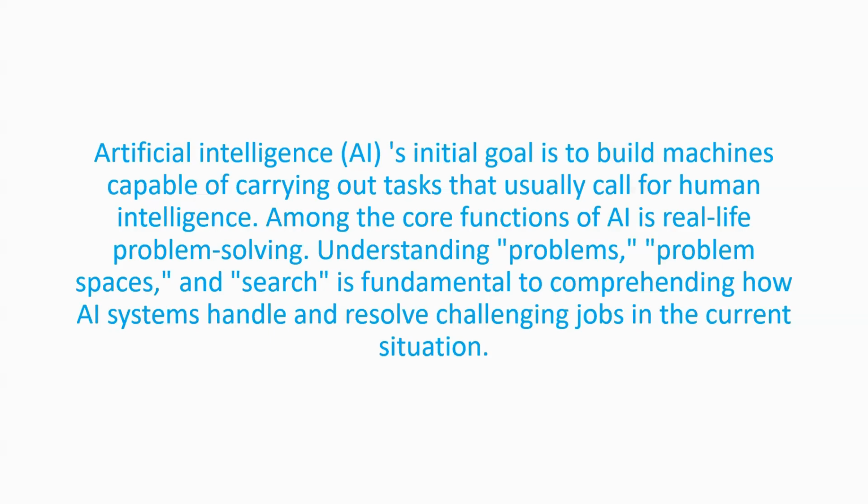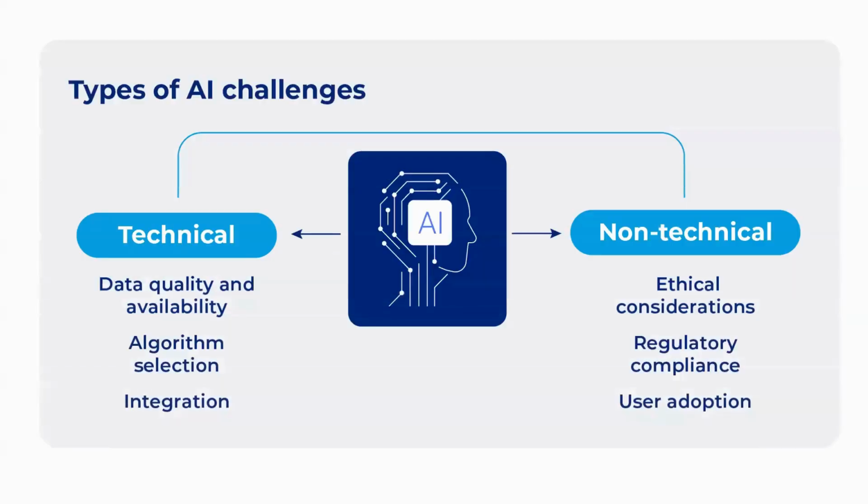So to define a problem for an AI, you typically need some specifics. Let's see what challenges it first faces. It starts with technical and non-technical challenges. For technical, you take data, data quality and availability, algorithm selection, and integrations. From non-IT, ethical considerations, regulatory compliance, and user adoption. So it takes both technical and non-technical, right? These are the types of challenges the AI will face.